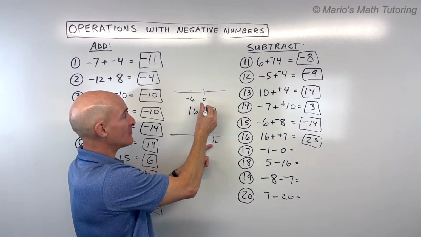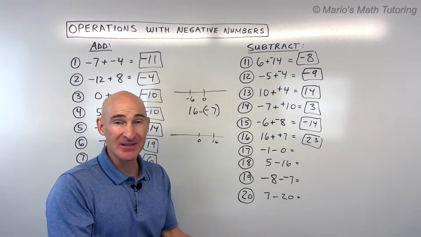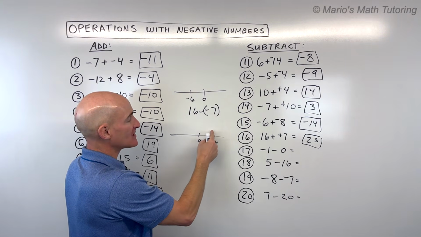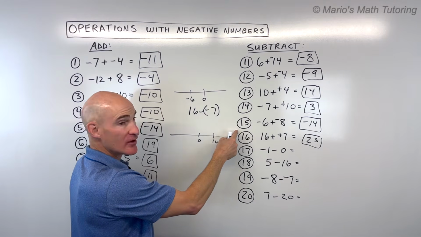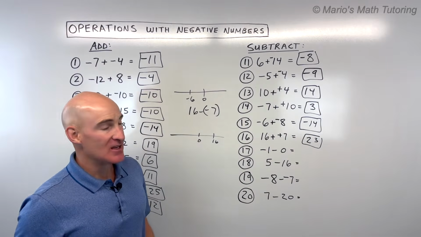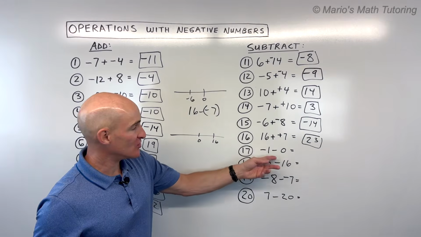But a negative number, see, I'll just put that in parentheses for a minute. A negative number is like the opposite. So when you subtract, normally you go to the left, but if it's a negative number, that tells you to do the opposite. You're going to go to the right, which is going to put you at 23. Okay, so different way to look at it. I like to think of subtraction as adding the opposite. Change it to an addition problem.